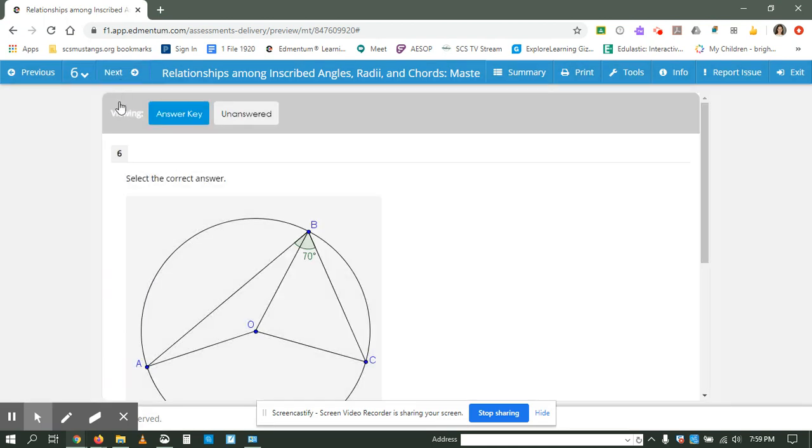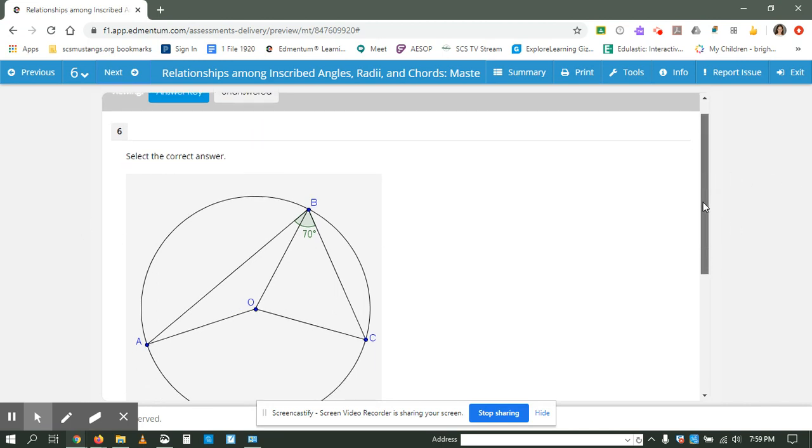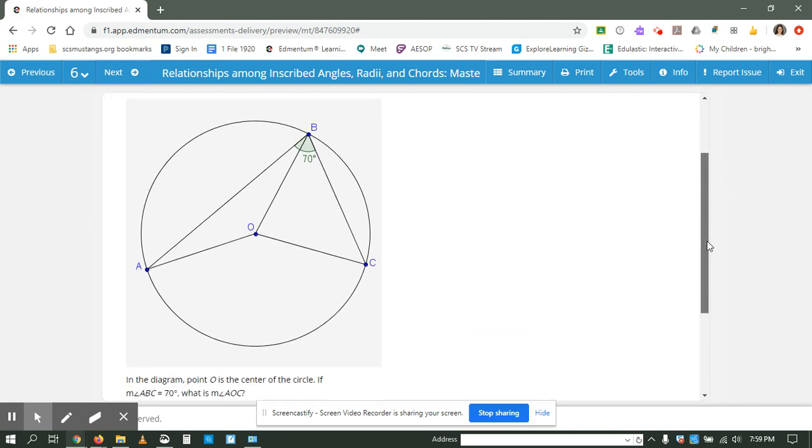The next one on my list, I like this one. This one is a good one. So they tell us that in the diagram, point O is the center of the circle. If the measure of angle ABC is 70 degrees, what is the measure of angle AOC? So you just got to look and think, okay, what type of angle is angle ABC? If I look at AOC all by itself, what type of angle is it? Do they both intersect the same arc? What is that relationship? And if you're looking for a talk through on that, the hint was back on that first problem that I worked through with you guys. But I think that should be enough to get you through that one.